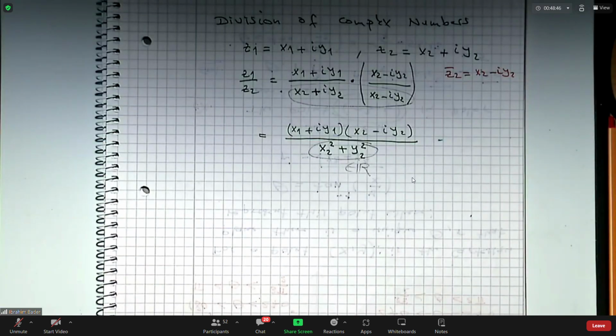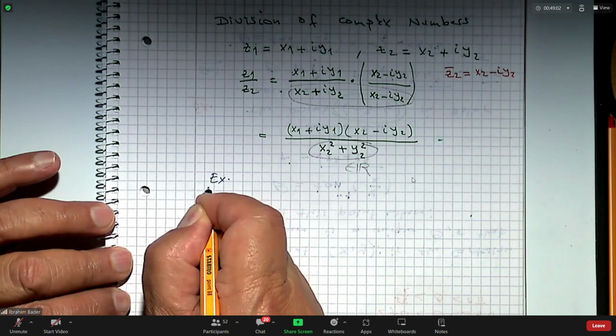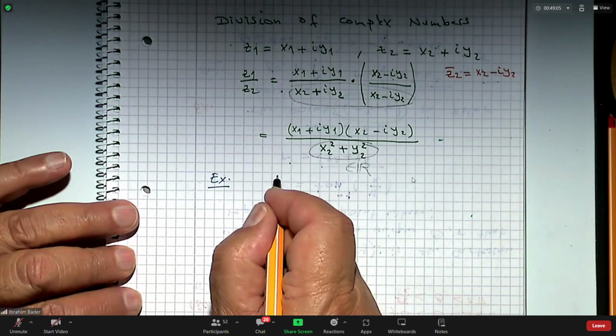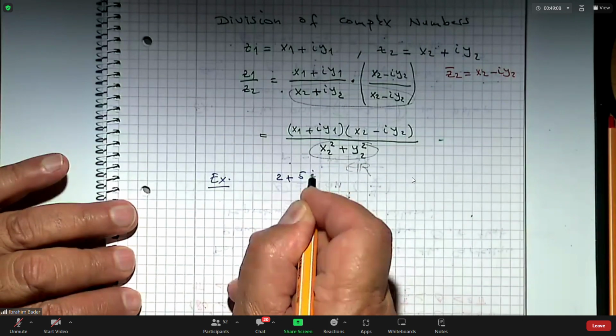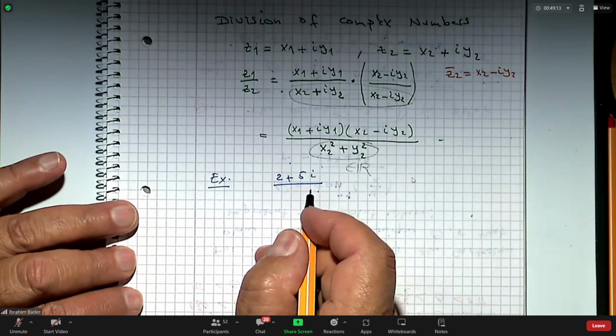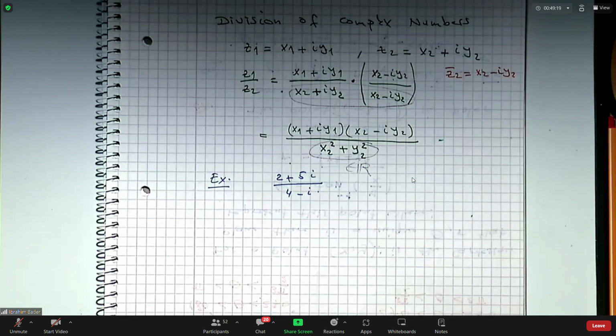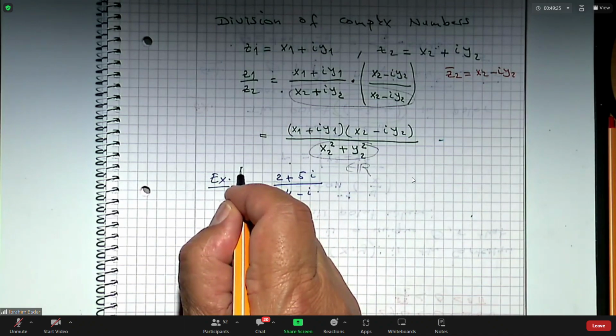Now let's demonstrate this in an example. The example says divide 2 plus 5i over 4 minus i. Usually it says evaluate or simplify or whatever. Okay, evaluate.